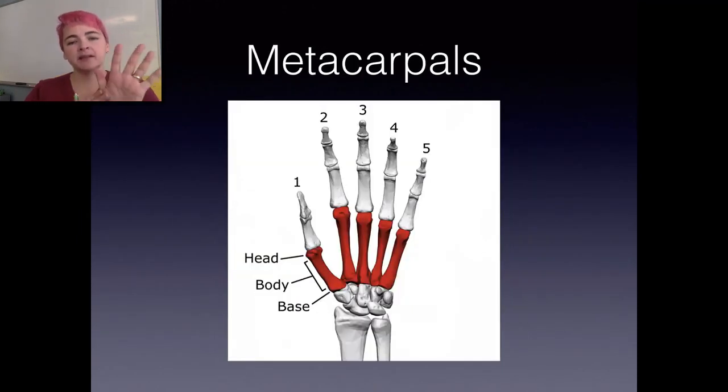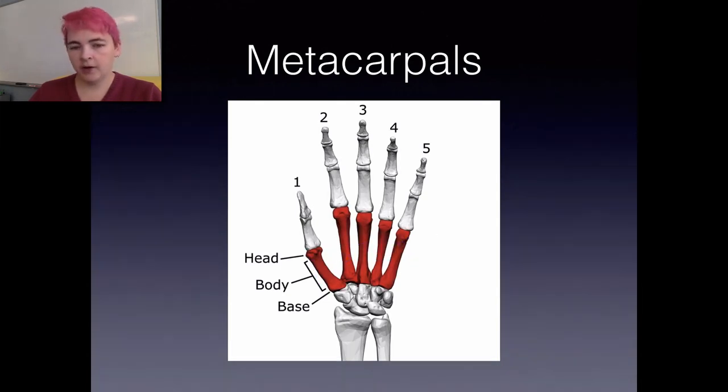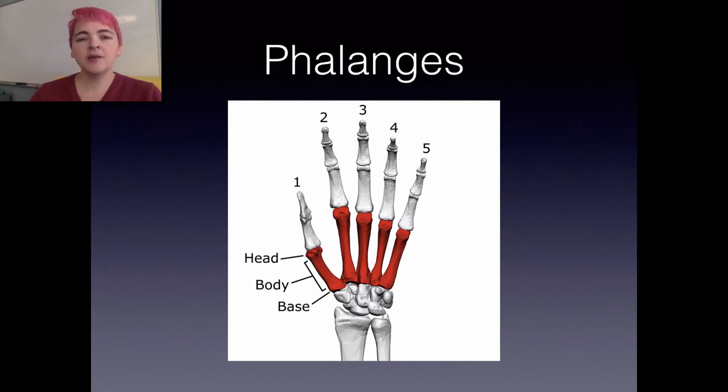The palm of your hand is made up of metacarpals. They are numbered 1 through 5. Your thumb being number 1, then 2, 3, 4, and 5. Then you have your phalanges. The phalanges are the finger bones.